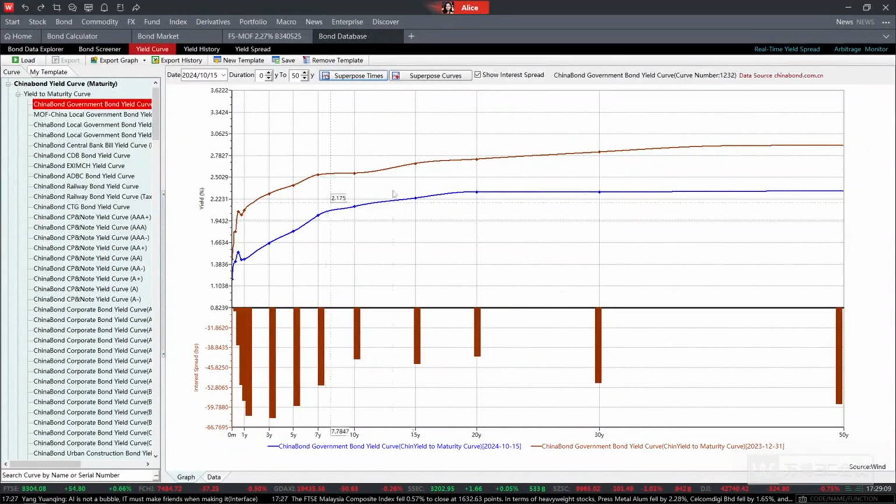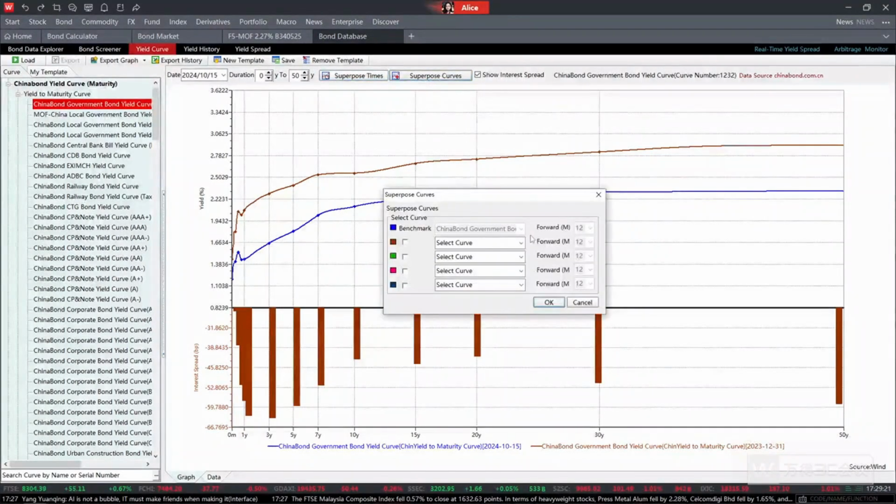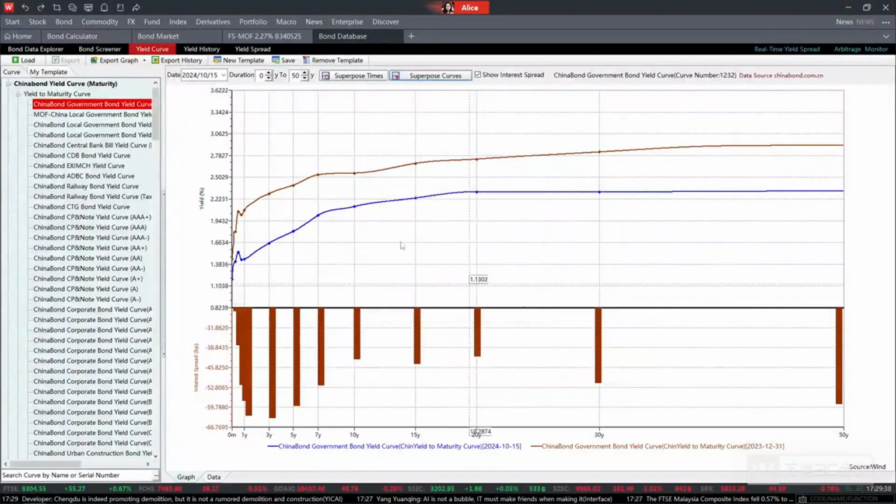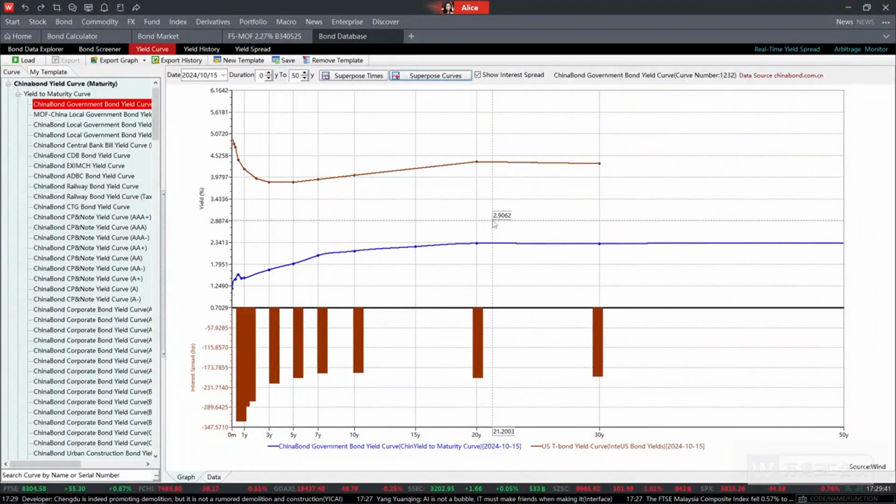It depends on such a movement, right? In addition to superposing time, we can also superpose a different curve. For example, I can change to a different curve to compare with the China government yield curve, such as the US Treasury bond yield curve. We can compare with the yield curves of different countries. Once I choose the different curve, we can see the blue one is China and the brown one is the United States. It makes it easier for you to compare different curves as you want.